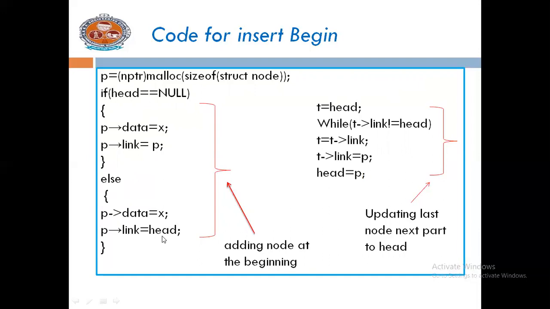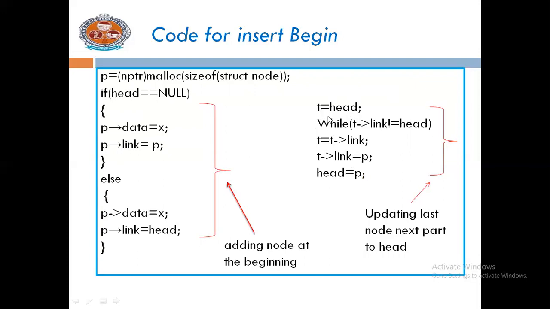So here we are adding the new node at the end. And one more thing we need to do, we need to update the last node link pointer. Since the newly added node becomes the new head of the list, we have to update the link pointer of the last node also. So that's why we are moving to the end of the list using this while loop.